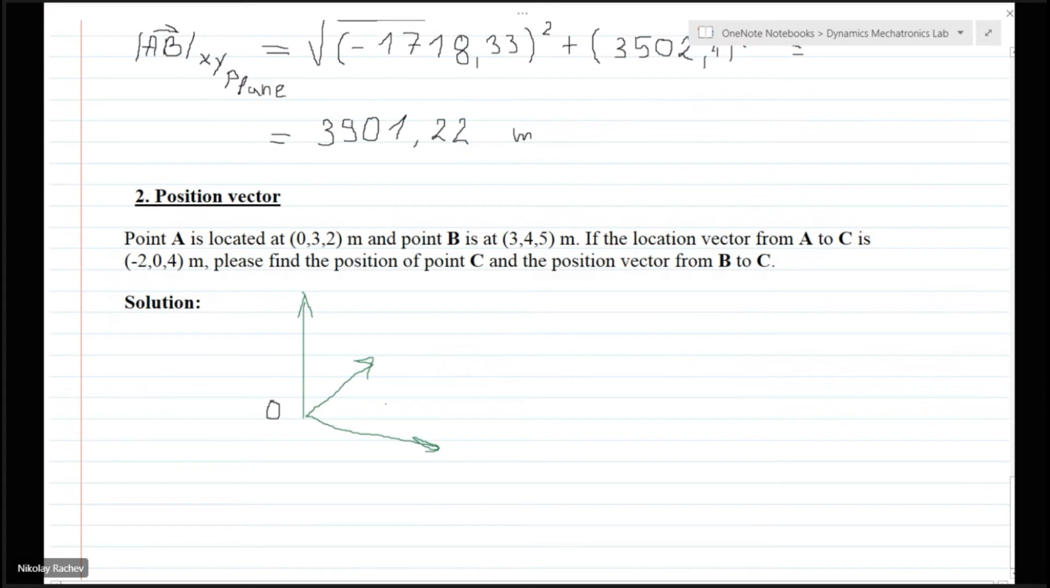Like this is A, this is C. There are points in space.